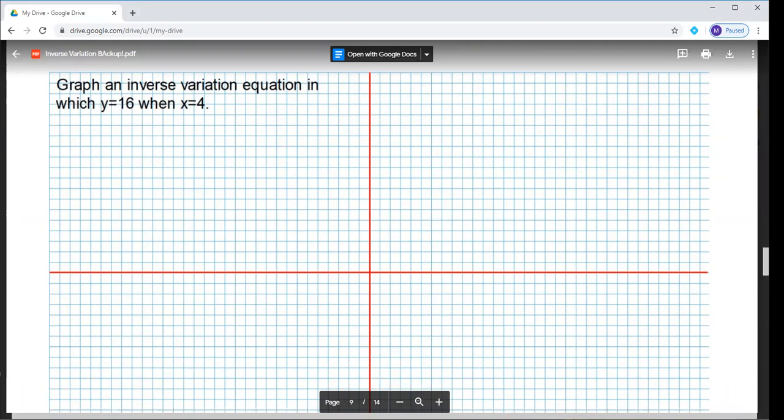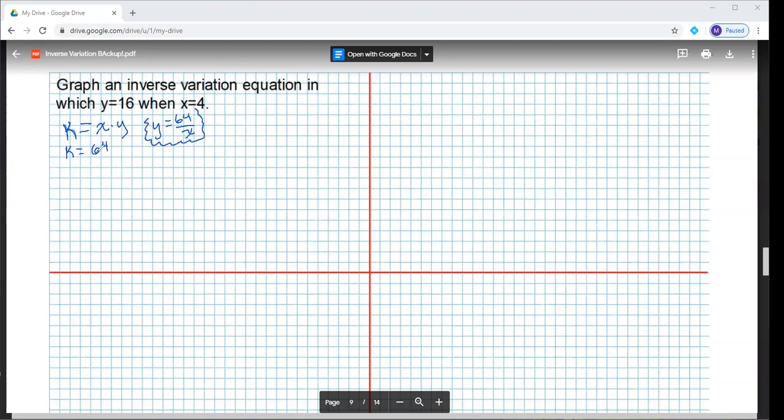Okie dokie. So y equaling 16 when x equals 4, we need to find out what k is. Let's choose a fun color here. Let's go blue. k is going to be equal to x times y. So in this case, our k is going to be equal to 64. So we now know that k is 64, so our equation is y equals 64 over x. That's our equation. That's what we're going to graph.